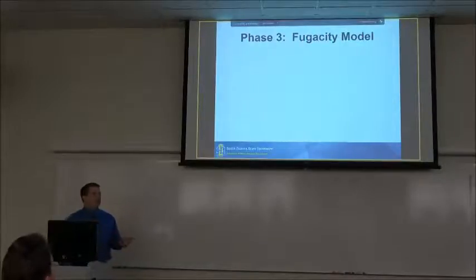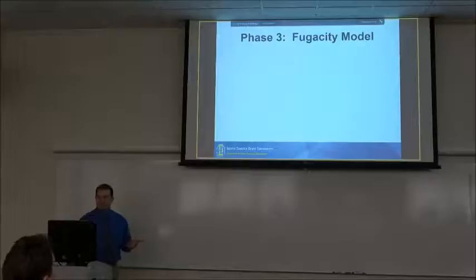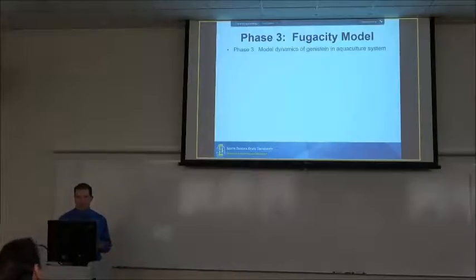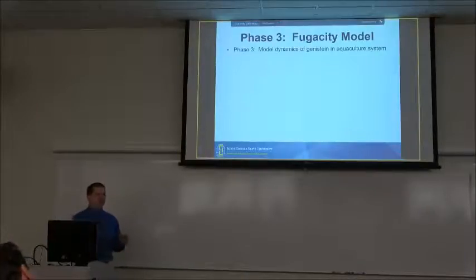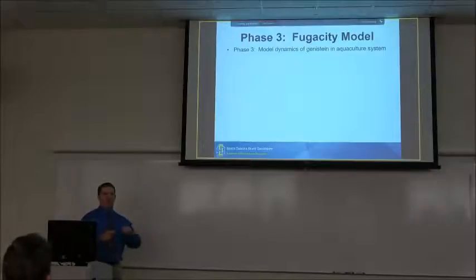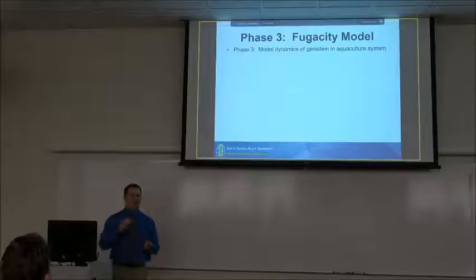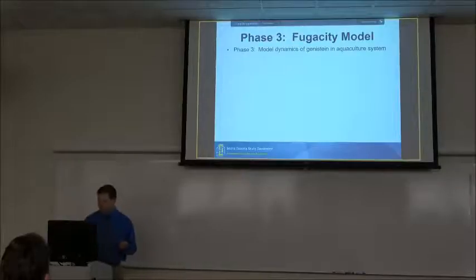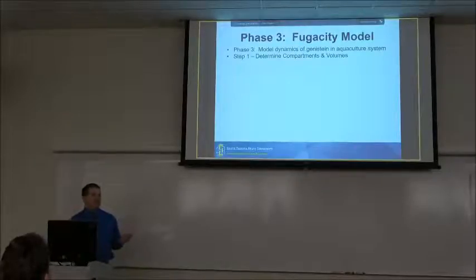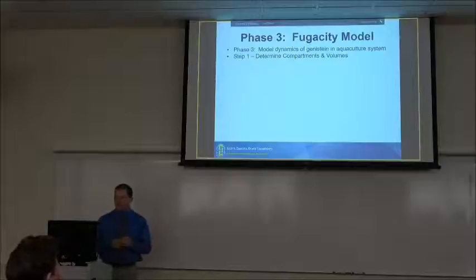So phase 3 then will be to develop our fugacity model. And basically this model will just help us determine how genistein, when it's introduced into our system, will partition out. What phases will it like to go to? And we can estimate at what levels it will go to. So in order to do this, we have a 3-step process we're going to use.